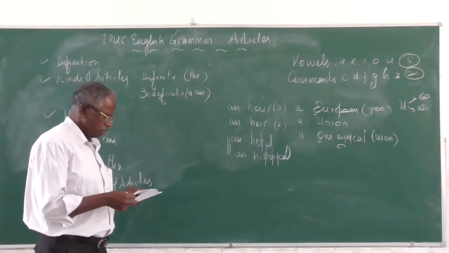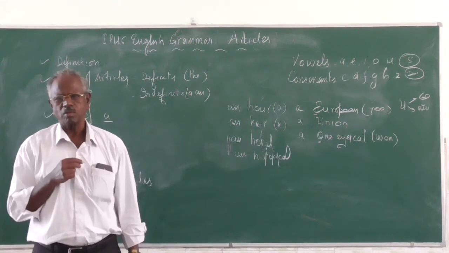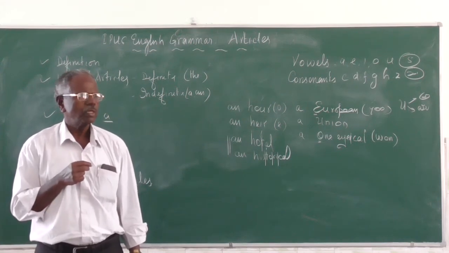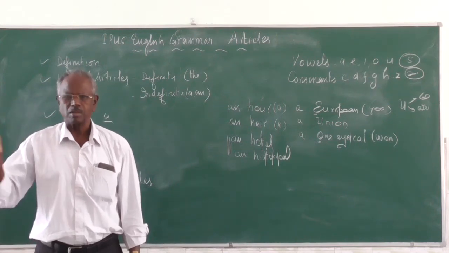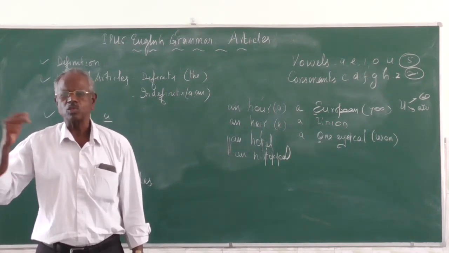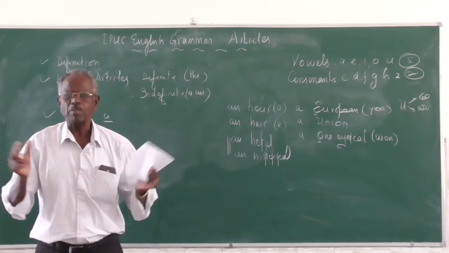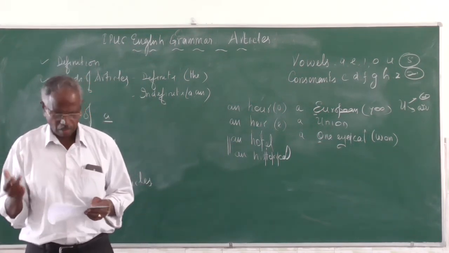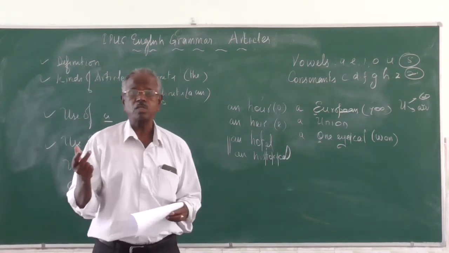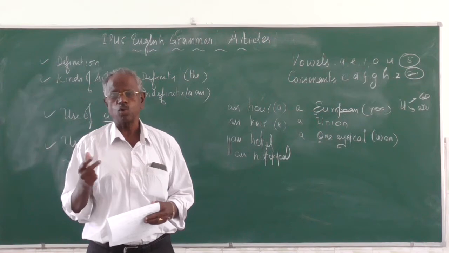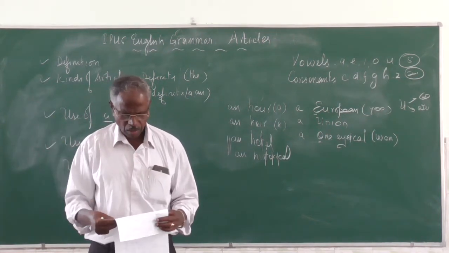Then third one is before a singular noun which represents a whole class. For example, cow. We say the cow is sacred in Hindu system. Here it's not a particular cow but the whole family of cow. That is why we say the. Then, for example, the rose is a beautiful flower. That means not only one rose but all the varieties of roses.